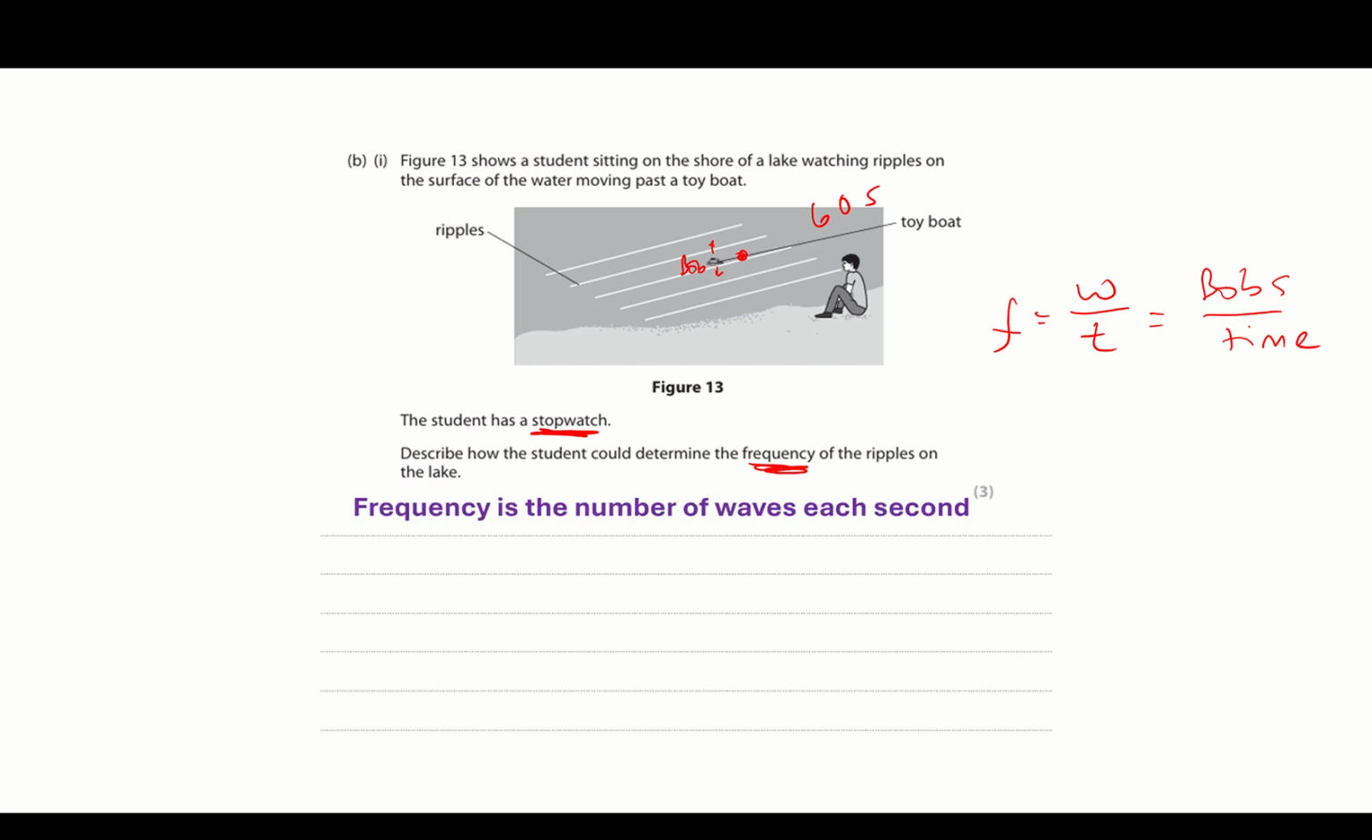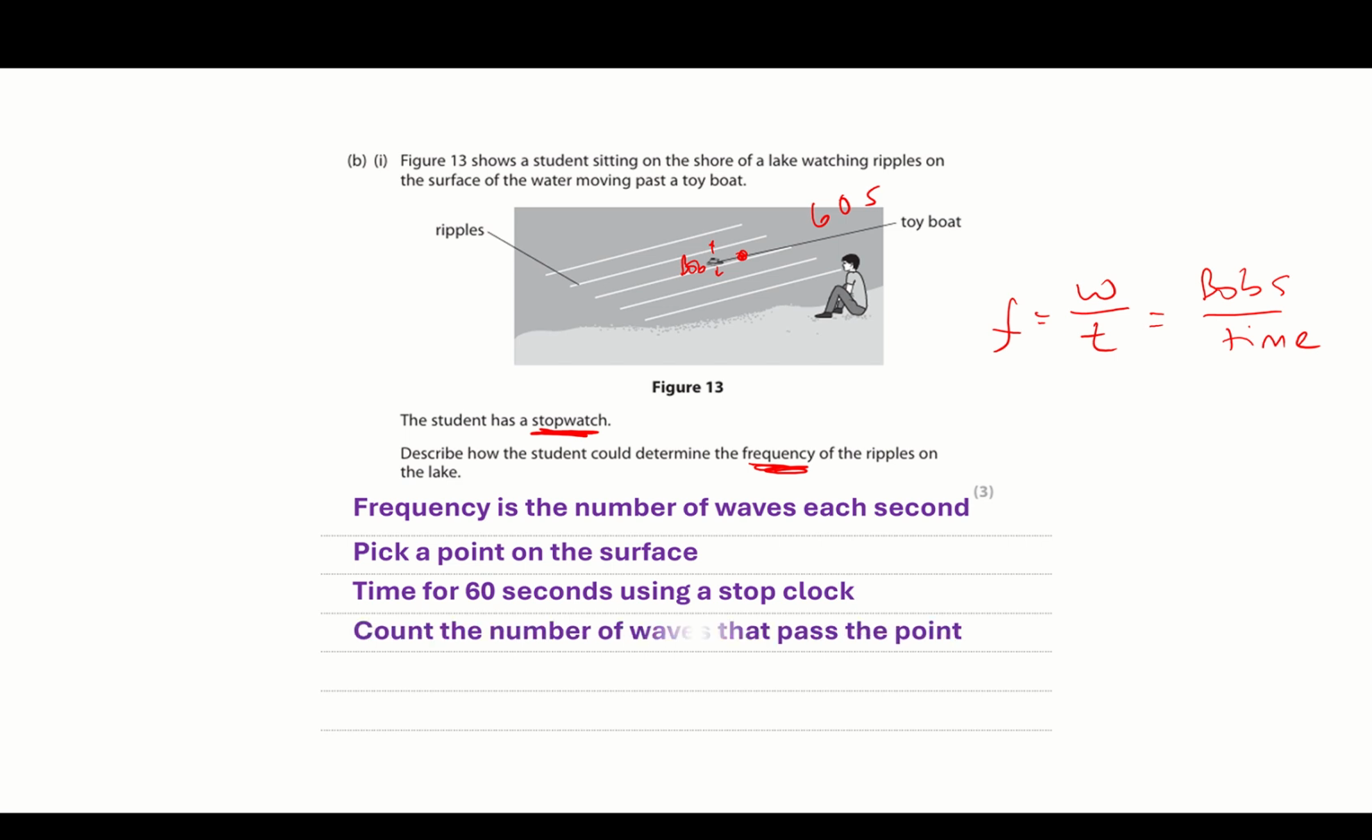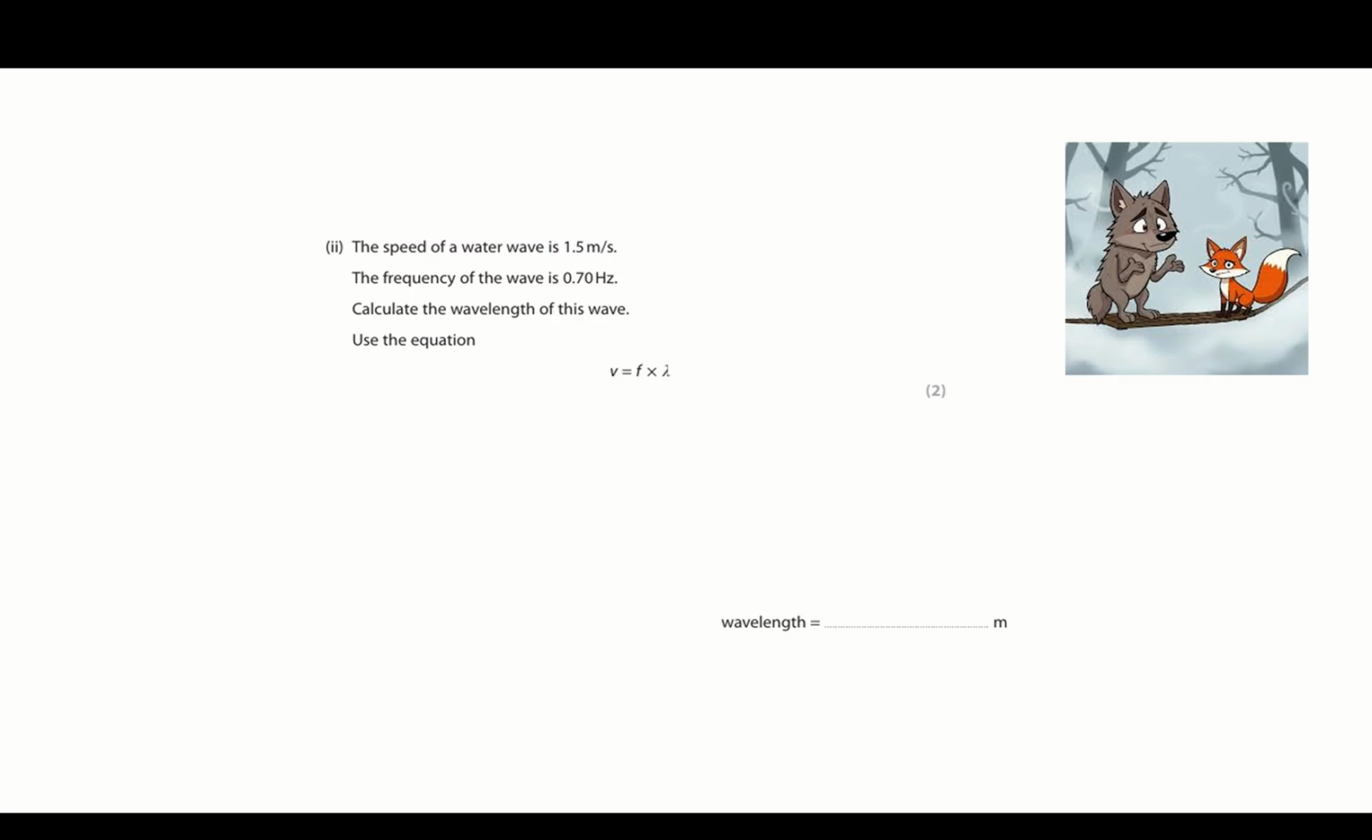So frequency is the number of waves each second. Pick a point on the surface. I'm going to pick the boat. Time for 60 seconds using the stop clock or stopwatch. Count the number of waves that pass that point in 60 seconds. Frequency equals the number of waves divided by 60 seconds. Done.